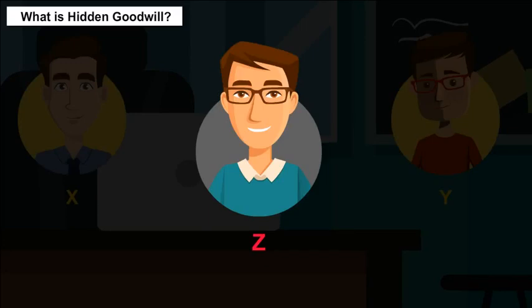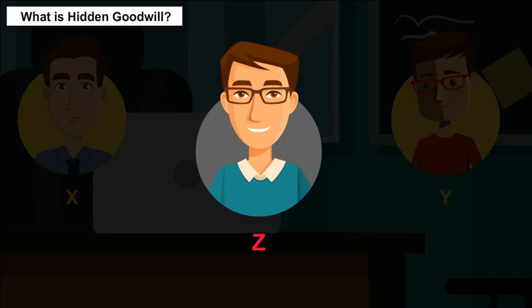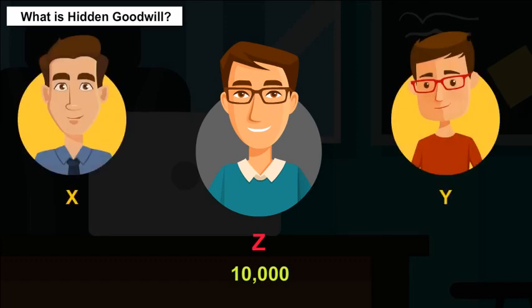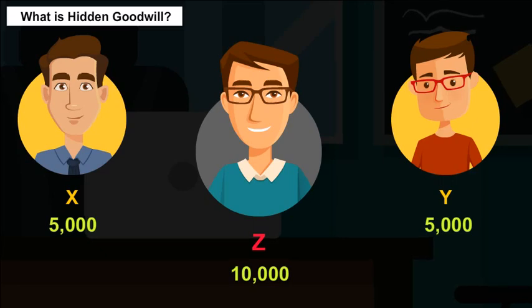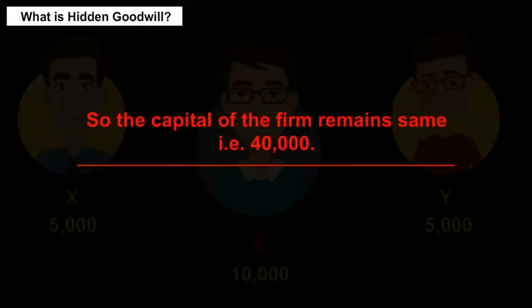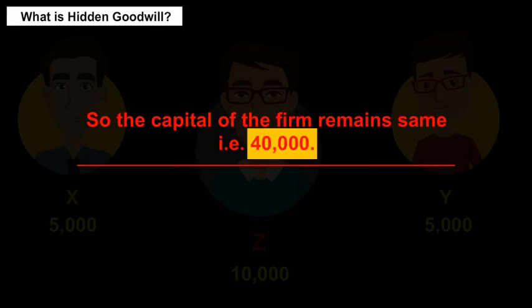1,50,000. If the goodwill is not to be raised, then Z's account will be debited by 10,000 and X and Y's accounts will be credited by 5,000 each. So, the capital of the firm remains the same, that is 1,30,000.